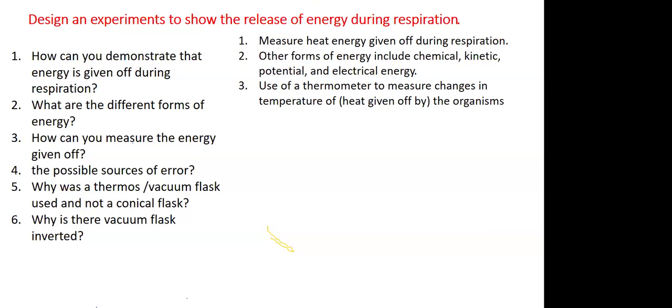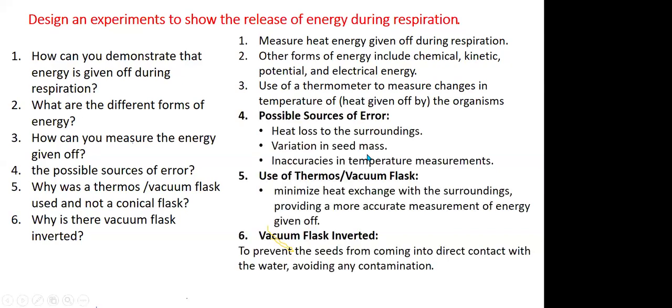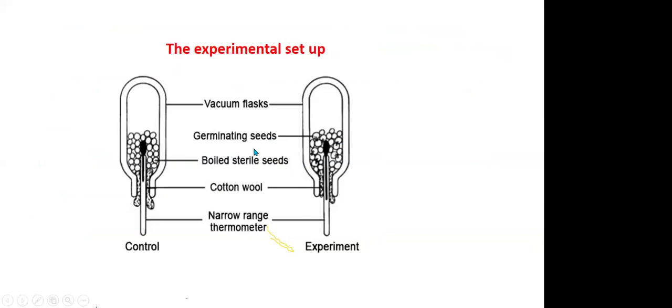Now, when you conduct that experiment, how would you do it? What are some of the materials you would need? And what are the sources of error? Maybe I can run us quickly through this. So this is how you would set up your experiment. From here, you can notice that we have what we call a control experiment. We have the control experiment and the actual experiment.